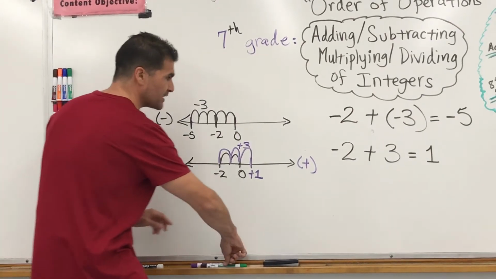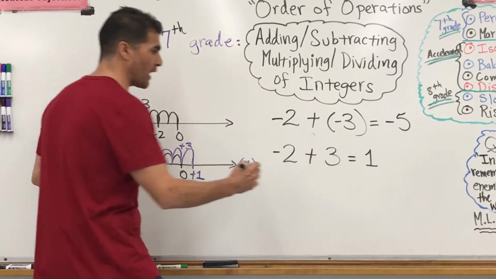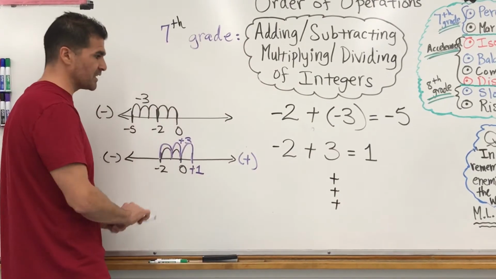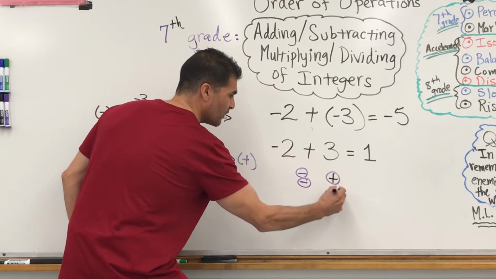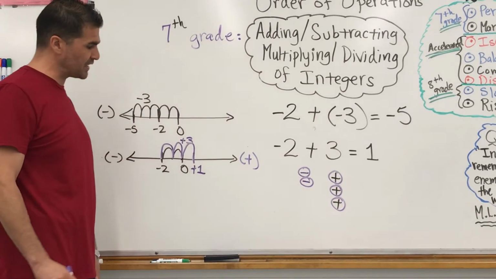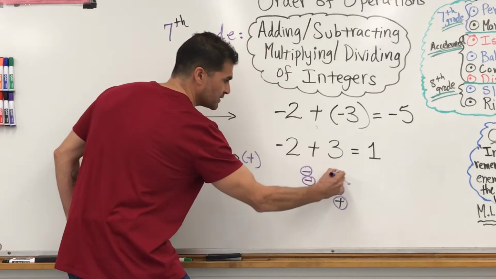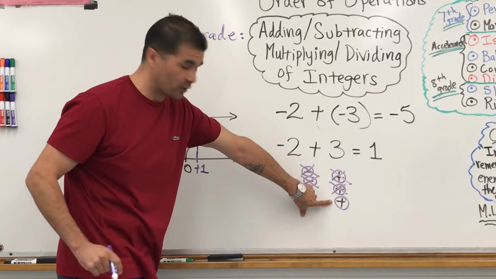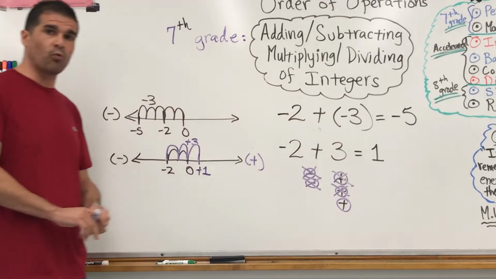A lot of people like to think of adding positives and negatives as canceling each other out. This is 1, 2, 3 different positives. This is 1, 2 negatives. If you count all of the positives and the negatives, these negatives and those positives cancel each other away. Well, what's left over? Just that one positive. And that's why this answer is equal to 1.